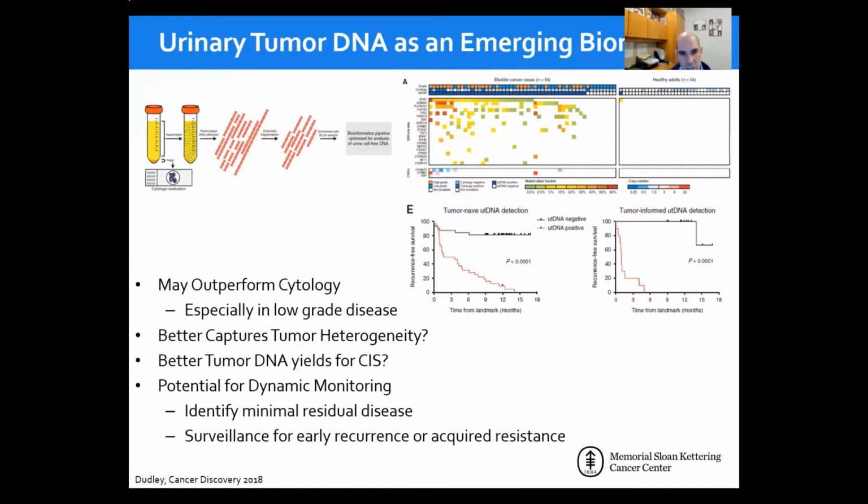It could also be used for monitoring patients for what's called minimal residual disease after their TURBT or treatment, to predict whether someone will be more likely to recur. And compared to, say, urinary cytology, which is very sensitive for high-grade tumors but not very sensitive for low-grade tumors, something like urinary tumor DNA may be very robust in also detecting low-grade malignancies.